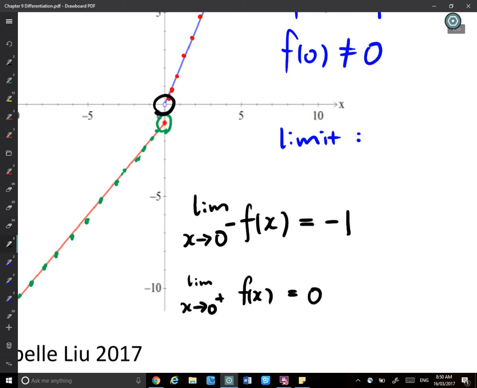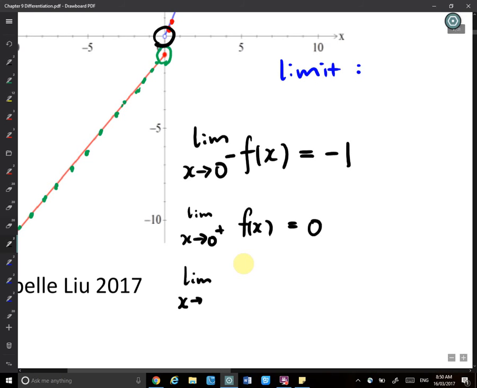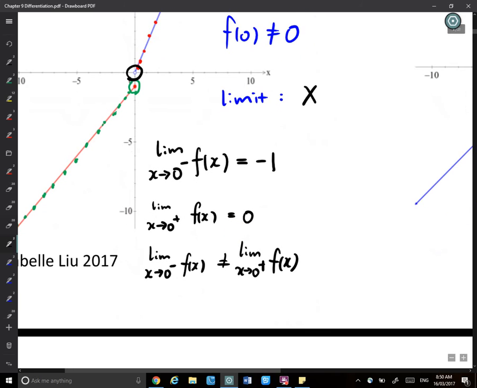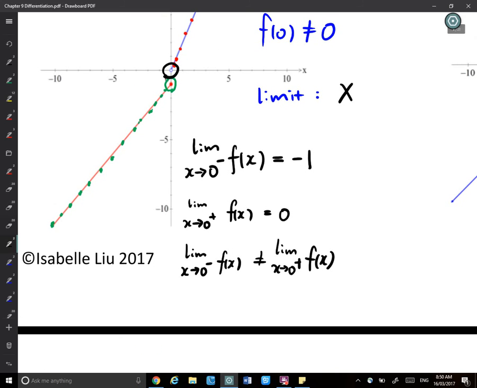If I go from the left, going up, I'm approaching negative 1. Sliding down from the right, I approach 0. So the limit as x approaches 0 from the left is not equal to the limit as x approaches 0 from the right of f(x), which means it does not exist. The limit does not exist for x approaching 0, because even approaching 0, I approach two different values. I don't know which one I should take. So the limit does not exist.